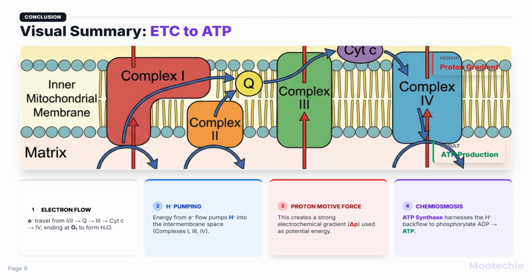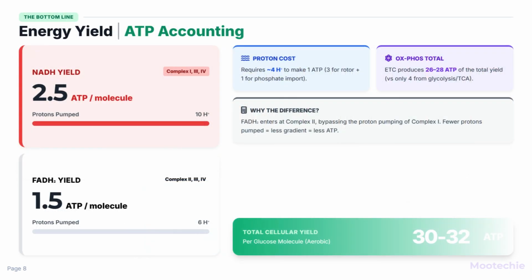So, what's the bottom line? Let's talk about the energy yield and ATP accounting. For each NADH molecule that enters at complex 1, about 10 protons are pumped, yielding approximately 2.5 ATP. For each FADH₂ molecule that enters at complex 2, about 6 protons are pumped, yielding approximately 1.5 ATP. The difference exists because FADH₂ bypasses the proton pumping of complex 1. Fewer protons pumped means a smaller gradient and less ATP.